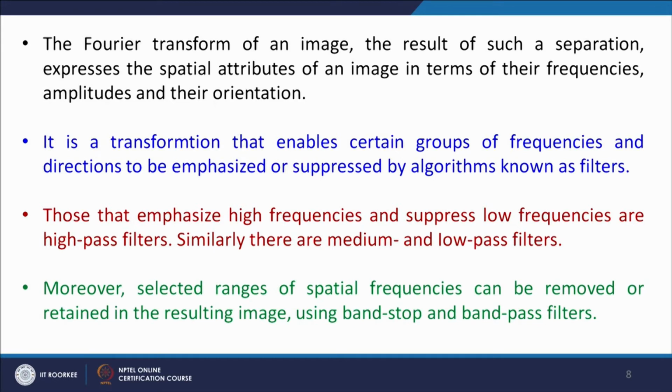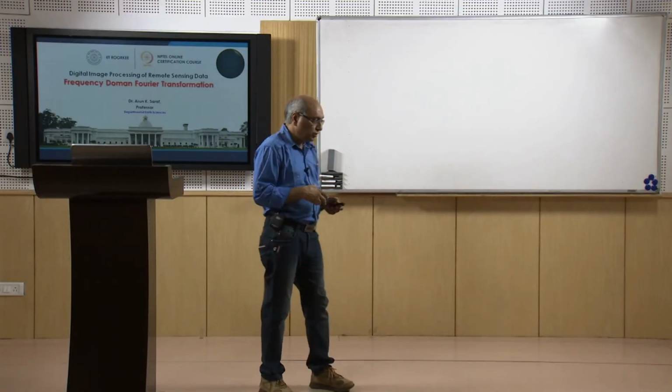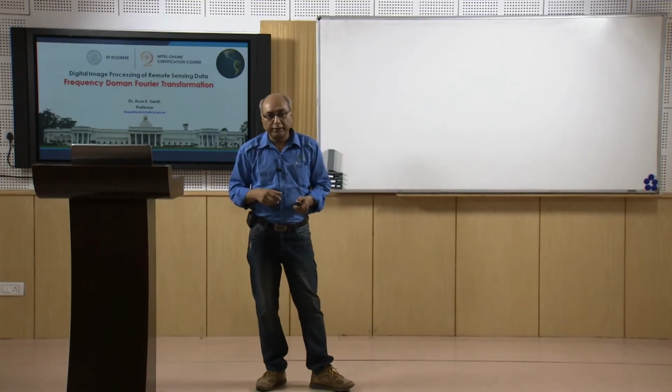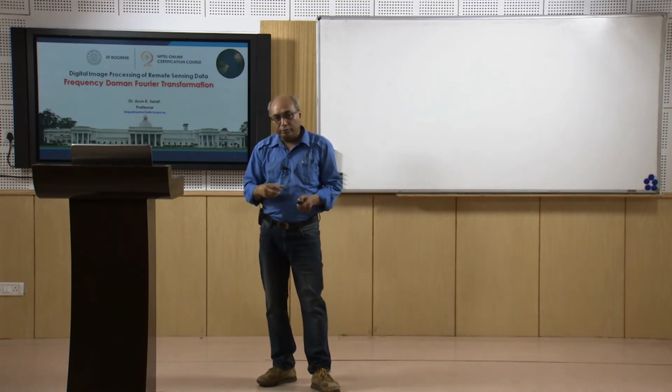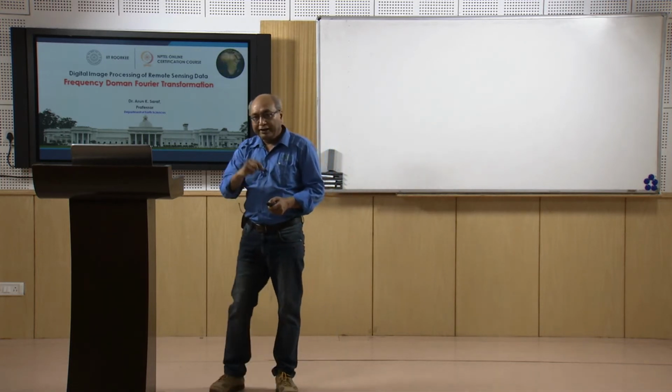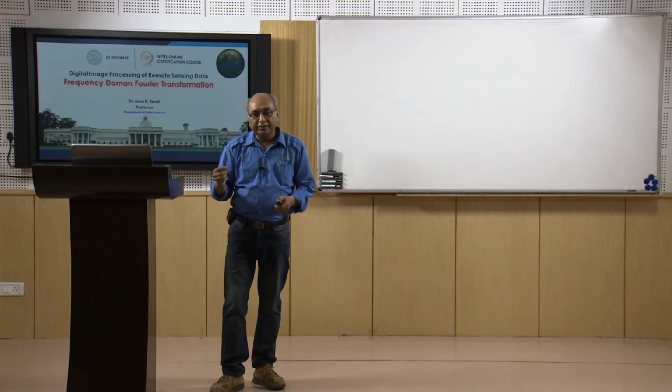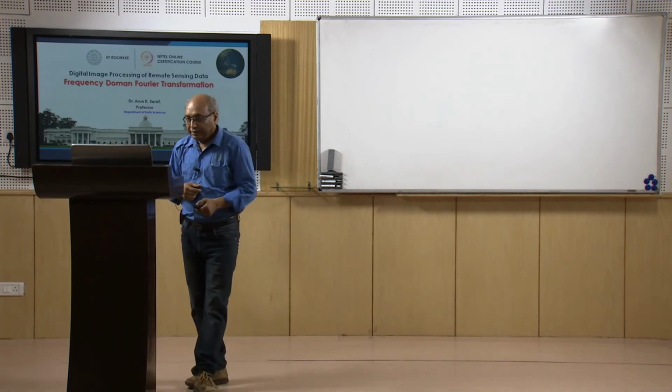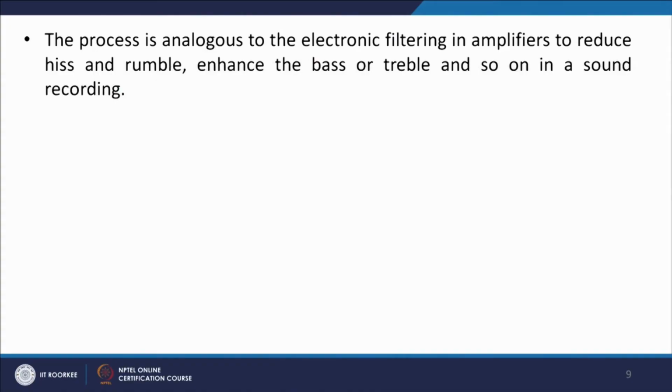Moreover, selected ranges of spatial frequencies can be removed or retained in the resulting image using band stop and band pass filters. Basically, the concept of these filtering techniques has come from electronics, where, like in audio or video, some noise is coming, you want to remove it, so you identify that frequency and then remove that frequency wave from the total signal. So the process is analogous to electronic filtering, as I have just mentioned, in amplifiers to reduce hiss and rumble, enhance the bass or treble, and so on in a sound recording.